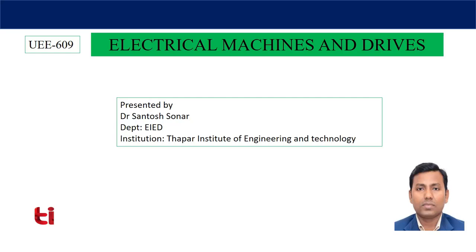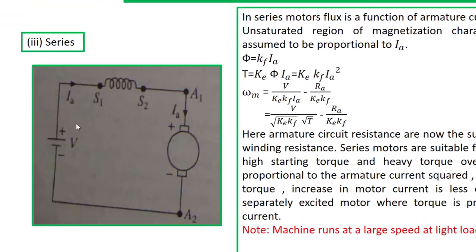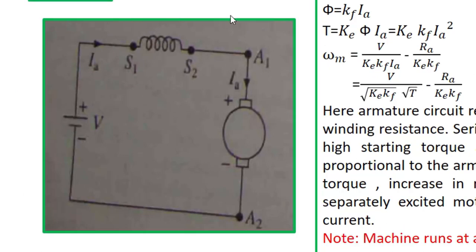So let's start. Before starting this one, let's see this DC series motor. In this DC series motor, torque speed characteristics we have already seen. This is the field winding of the DC series motor, and the field winding is in series with the armature. So the same current flows through the field winding as well as the armature. Based on this, we will derive some conditions, and we will conclude that torque is not directly proportional to the armature current, as we have seen in case of shunt or separately excited motor.